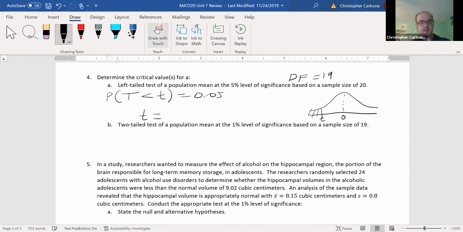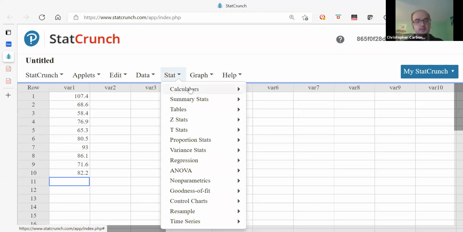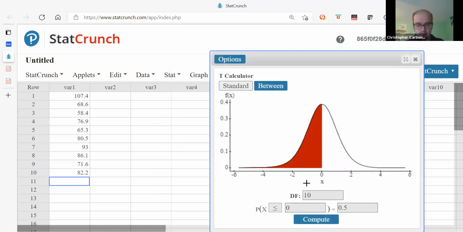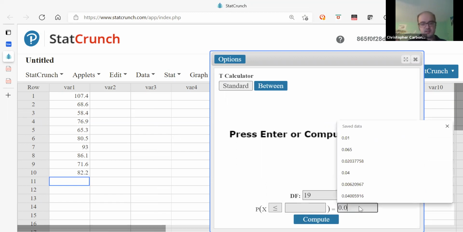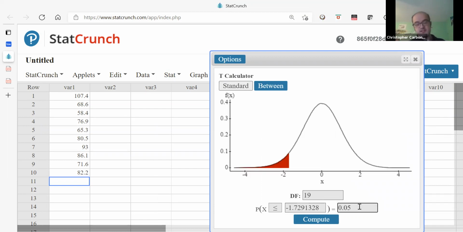So this value we need to find through StatCrunch. We are going to go to Stat, Calculators, and then T. This uses a degree of freedom of 19. And we want the probability less than whatever the value is to be 0.05. This gives us for an answer negative 1.729.